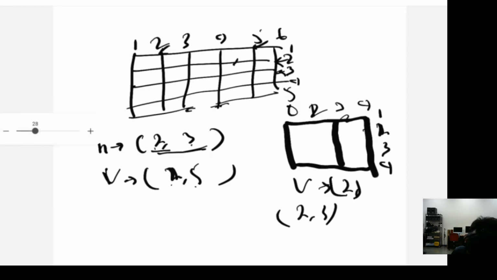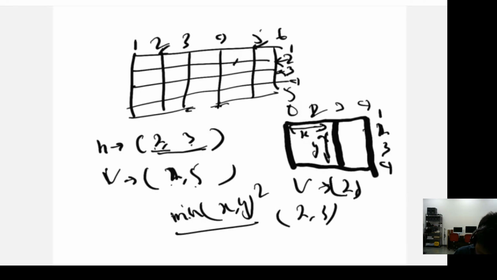So the maximum horizontal length is this much, and the maximum vertical length is this much. The square side is the minimum of both. Suppose the maximum horizontal length is x and the maximum vertical length is y. Then the maximum square area will be the minimum of x comma y, to the power 2. This will give you the area of the maximum square that you get by removing these lines.